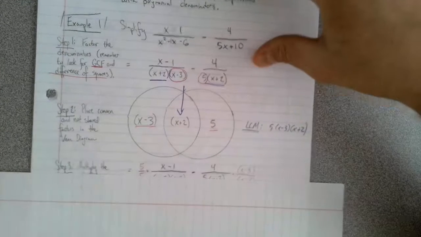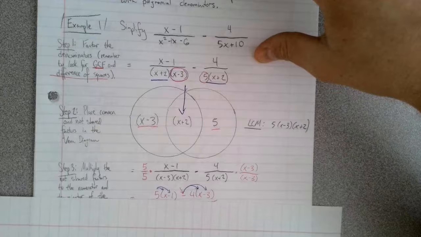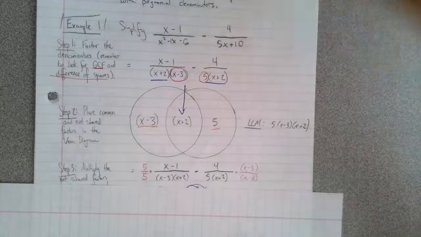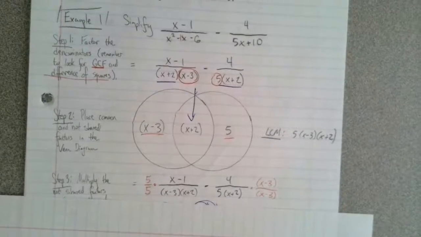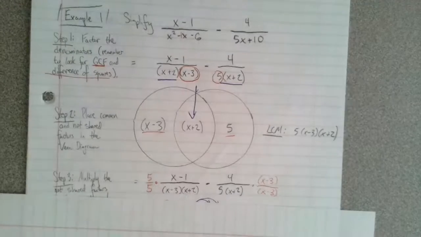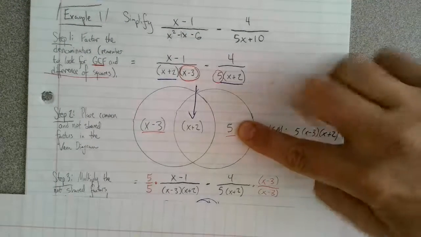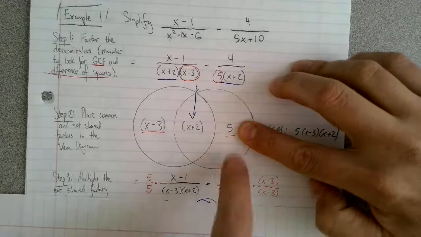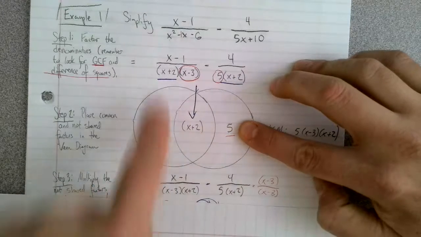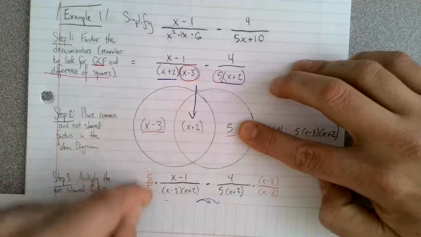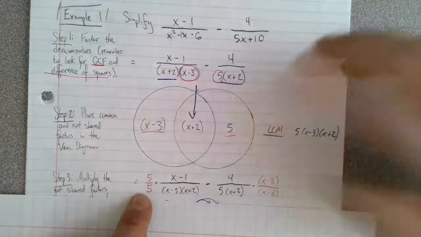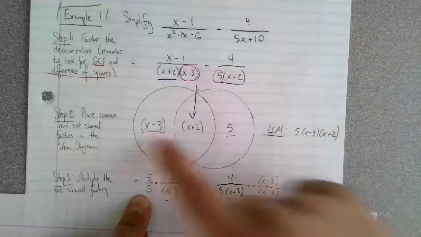Just like yesterday, the third step, we are going to multiply the numerator and the denominator of each fraction by the unshared factors. So over here on the right, the factor 5 is not possessed by the fraction on the left. So we multiply the numerator and the denominator by 5, and then vice versa for this x - 3.